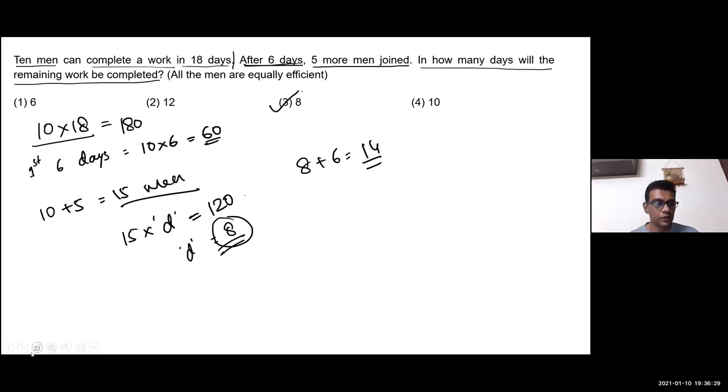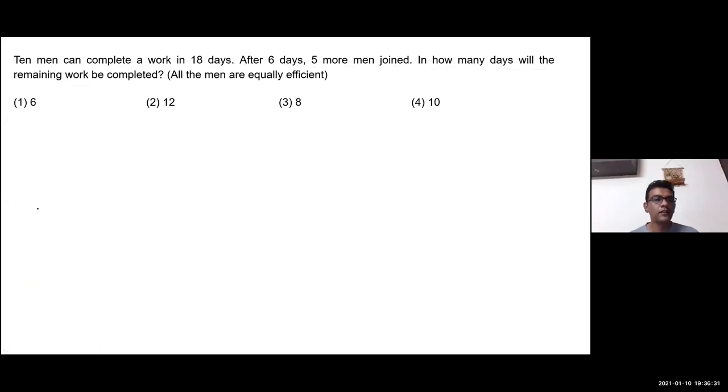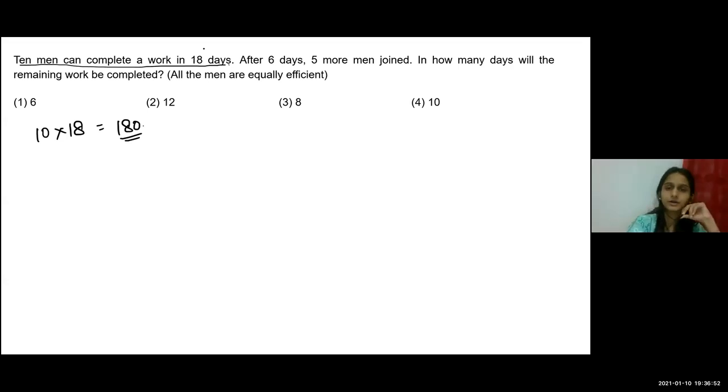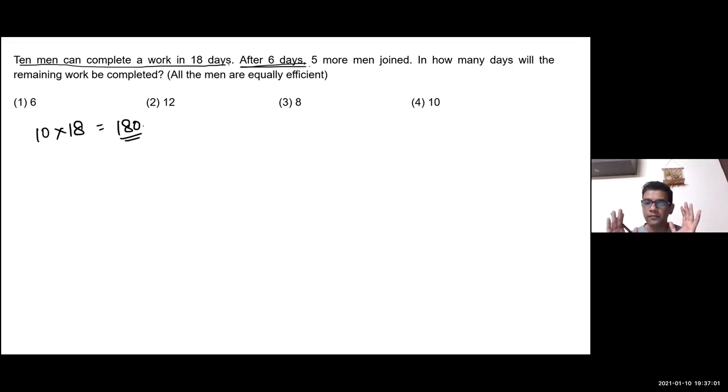Yeah. Okay. Right. So first thing, when you read the first statement, 10 men can complete a work in 18 days, you got to first put the total work. Now, what is your total work? 10 men for 18 days, your total work is 180. Is this clear, Stuti? Yeah, that's clear. Now, after 6 days. So what does after 6 days mean typically? That first 6 days, the 10 men were working, correct? So if the first 6 days, the 10 men were working, what is the work that happened?